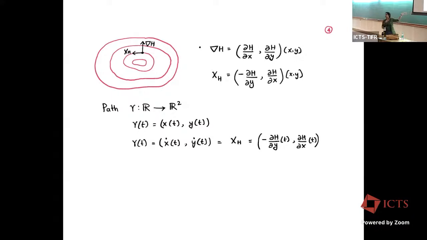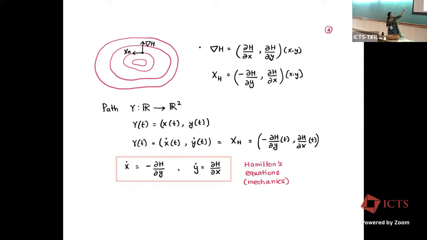Make sense? Okay. So then we get this formula: x dot is equal to minus del h del y, and y dot is equal to del h del x. This system of equations is called Hamilton's equations. Hamilton has many equations; this is his equation for mechanics. These are called Hamilton's equations for mechanics, and so this rule will let me now walk.